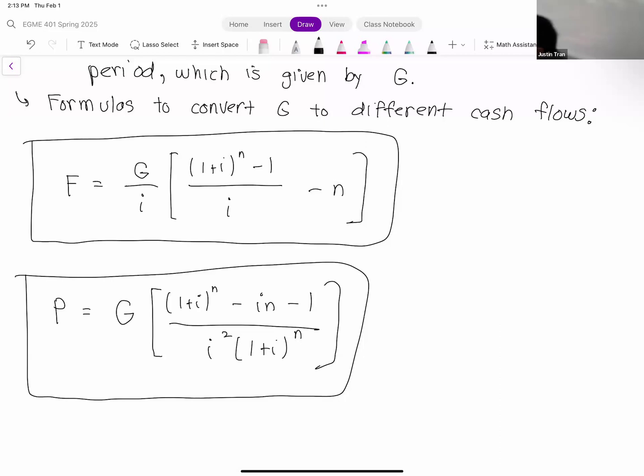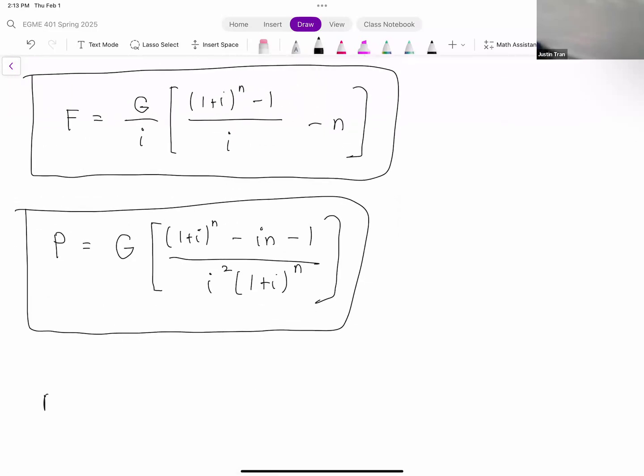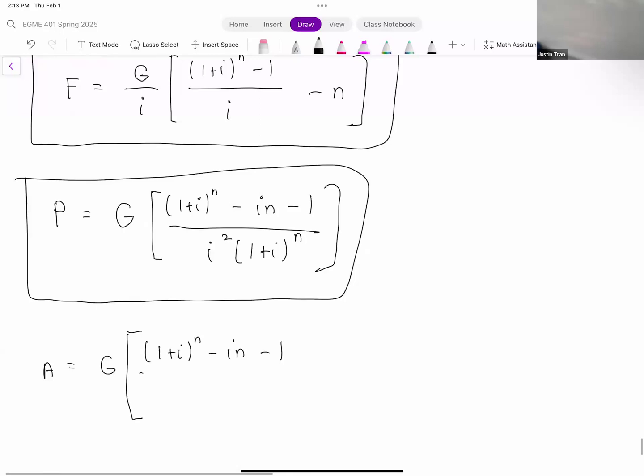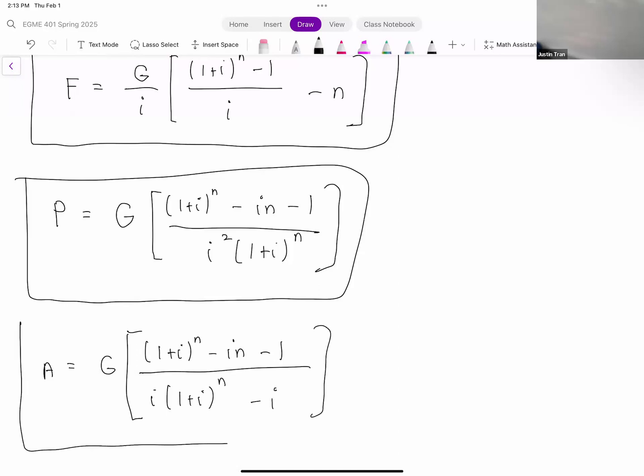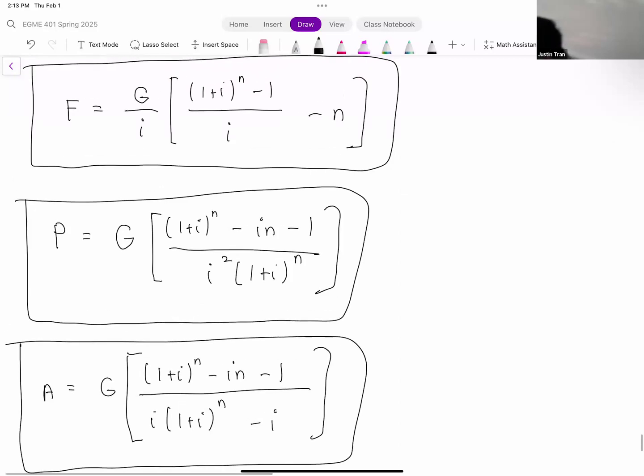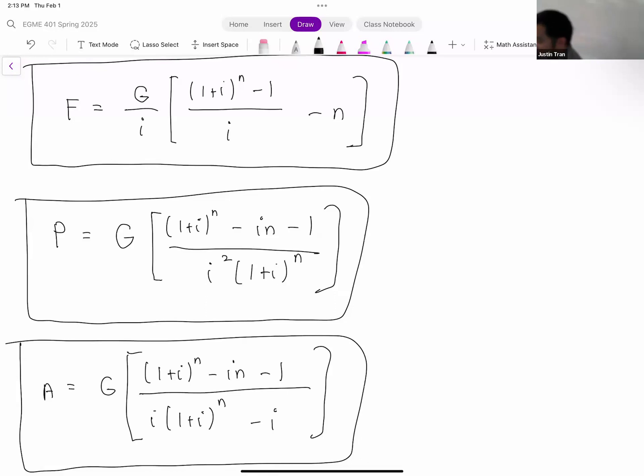And then finally, we need our equation for A and G as well. Okay. So we have A is equal to G multiplied by the quantity (1 plus I)^N minus I times N minus 1, divided by I times (1 plus I)^N. All right, so these 3 formulas here can be used to convert between G and the other cash flow types. Okay. And so if you ever need to convert these types of problems, you would use these formulas.